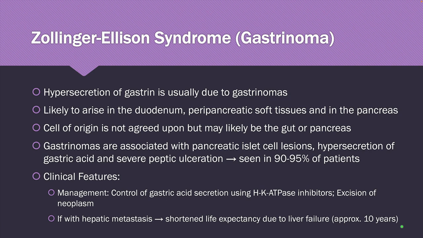Okay. So, if you're going to check for clinical features, ang importante lang dito, intractable peptic ulcer formation. So, kahit anong treatment mo, balik yung peptic ulcer disease ng pasyente mo. So, pag ganun, tumunog na dapat ang bells mo na, baka may gastrinoma ang pasyente mo. How do you treat? Number 1, you need to control the gastric acid secretion using your H+/K+-ATPase inhibitors, and of course, you need to excise the neoplasm. If meron nang hepatic metastasis, ibig sabihin, this is a malignancy, and life expectancy is going to be shortened in your patients.